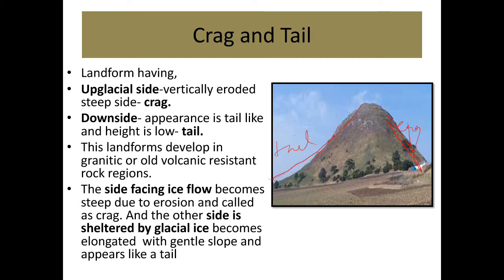The side facing the ice flow becomes steep due to erosion and is called the crag. The other side is sheltered by glacial ice and becomes elongated with a gentle slope and appears like a tail. So this region is sheltered by ice, whereas here erosion takes place.